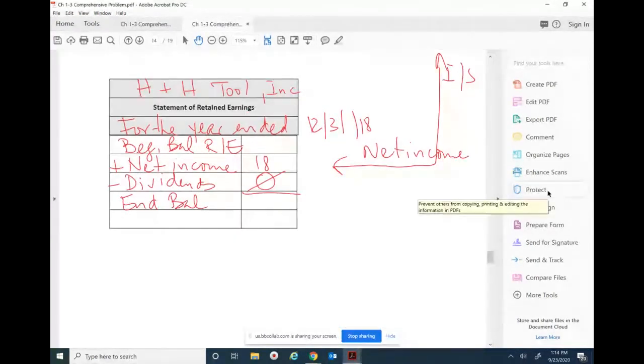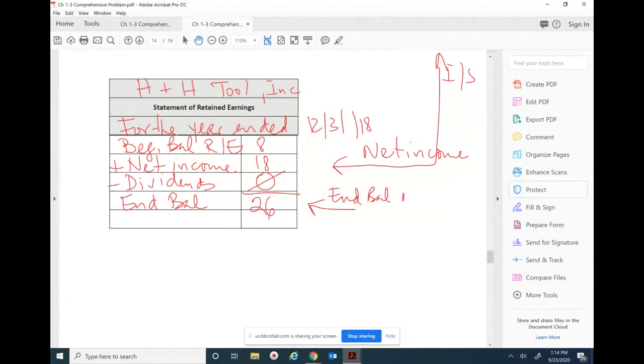So we have a beginning balance in retained earnings of 8. To that, we're adding net income of 18. 0 dividends are subtracted, so the ending balance in retained earnings will be 26. This ending balance in retained earnings will be reported on the next financial statement on the next page, and the next financial statement on the next page is the balance sheet.